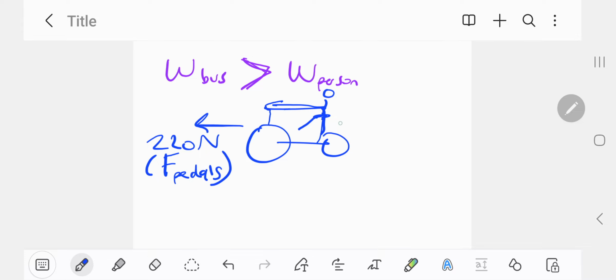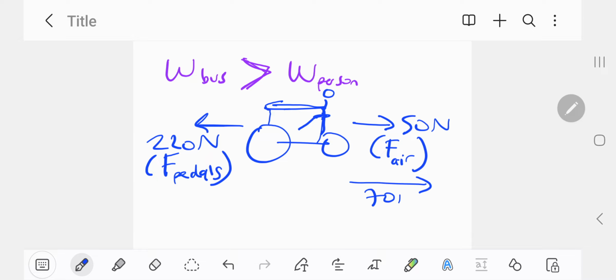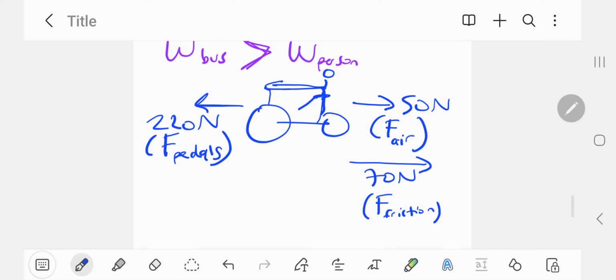There's air resistance acting in the opposite direction at 50 newtons. So 50 newtons, that's force. I'm going to write force sub air. There's also friction acting in that same direction at 70 newtons. So notice here the arrows. I'm drawing a bigger arrow for friction than for the air resistance, force sub friction. Okay, because 70 is bigger than 50 and forces are vectors, I'm using a bigger arrow.